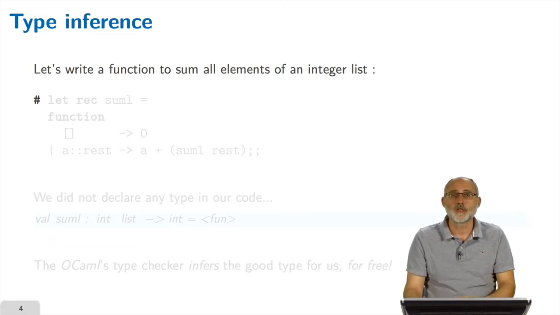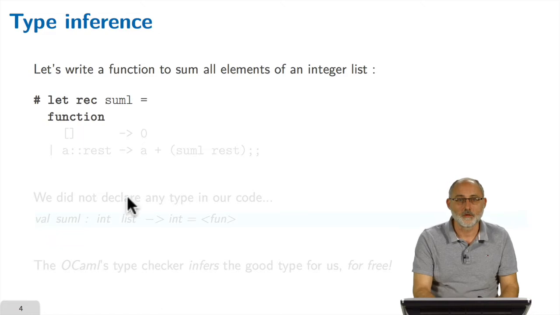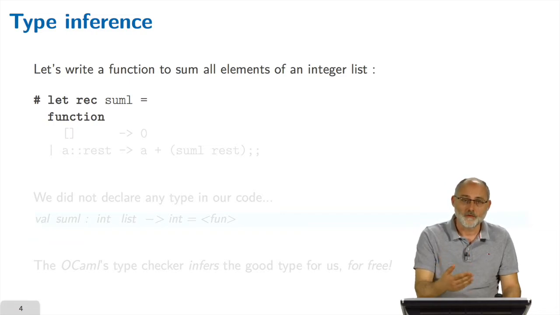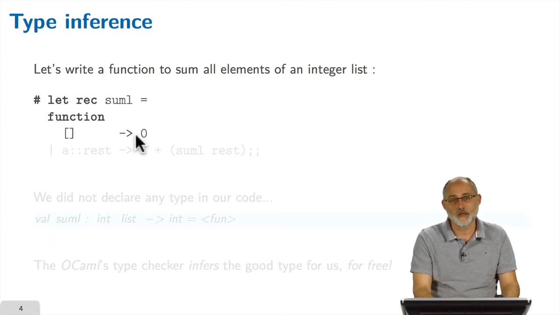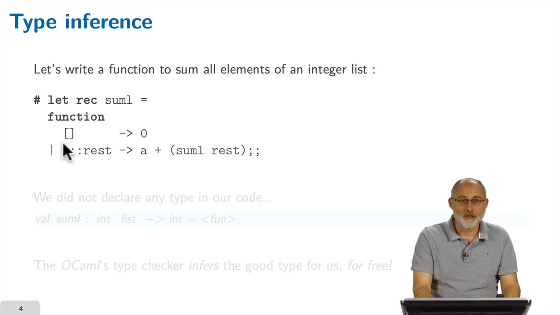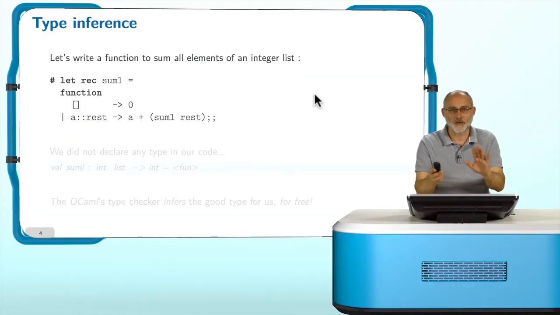Let's write a function now to sum all the elements of an integer list. How could you write this? Well, let me do it for you. So we define a function which is called sumL, sum of the element of the list, and we use what is called pattern matching to define the function by cases. We say if the list that has been given to me is empty, then the result will be 0. Else, if it is not empty and it has the shape of having a first element and the rest, then the result will be taking the first element and adding it to the result of summing the element of the rest of the list.